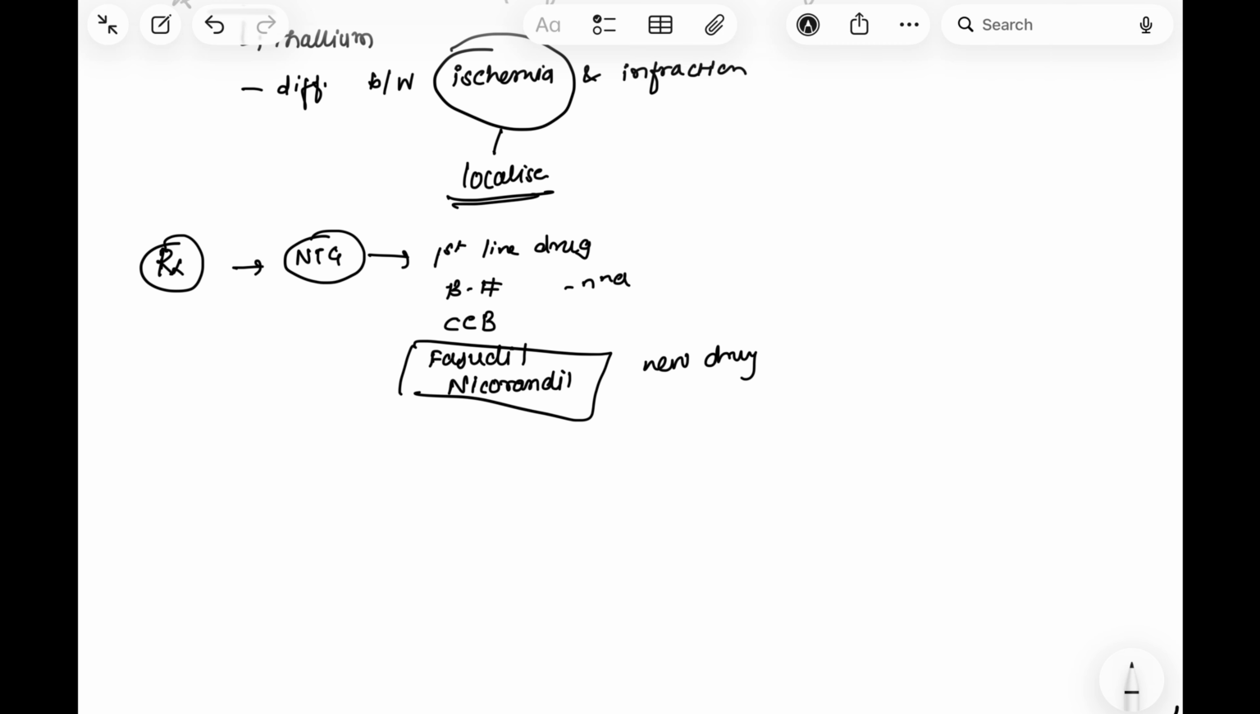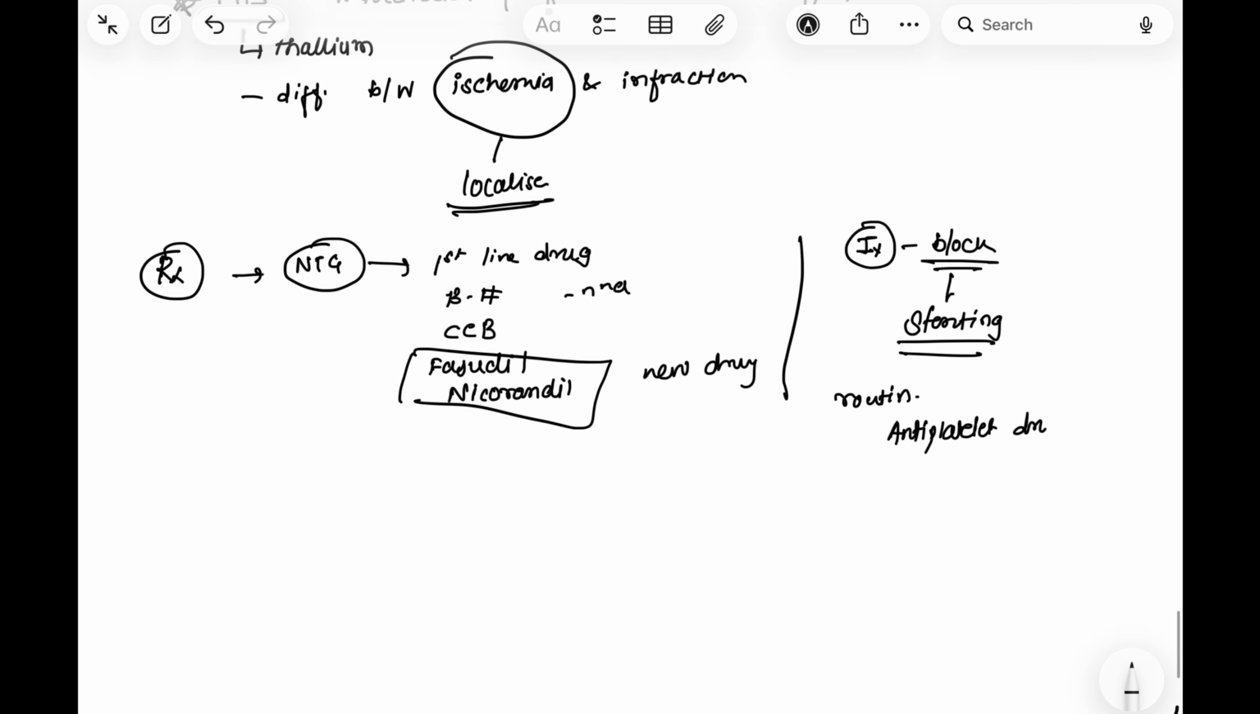Then after investigation, if there is any blockage or obstruction, we go for stenting. Also, routine antiplatelet drugs are used in maintenance.